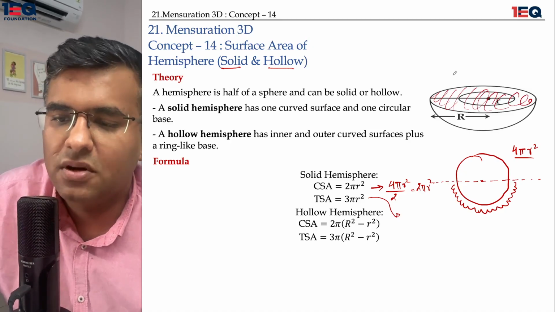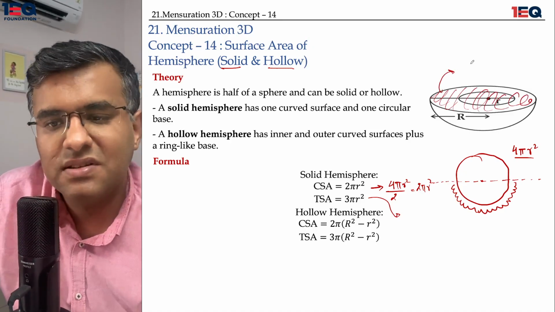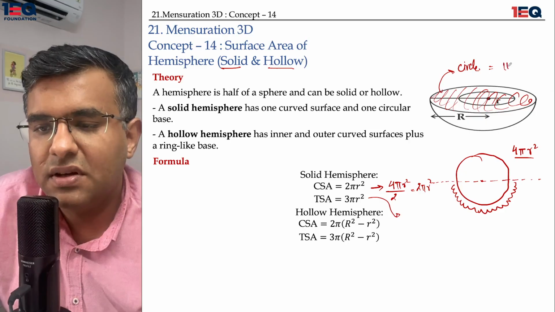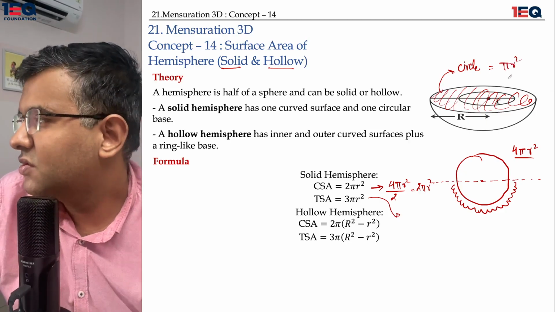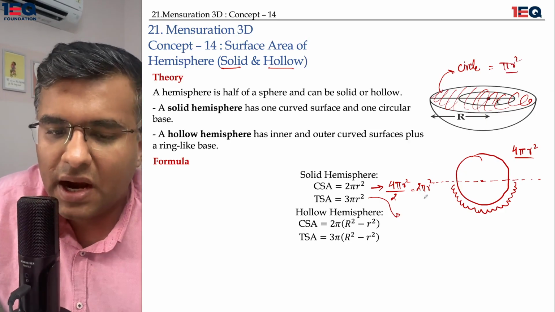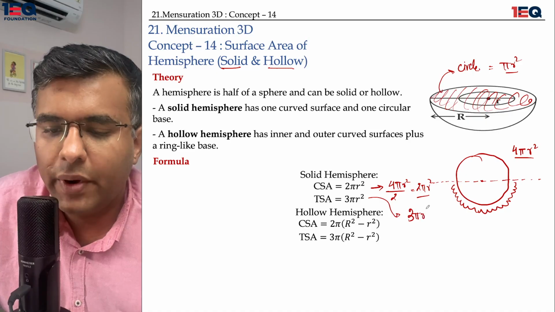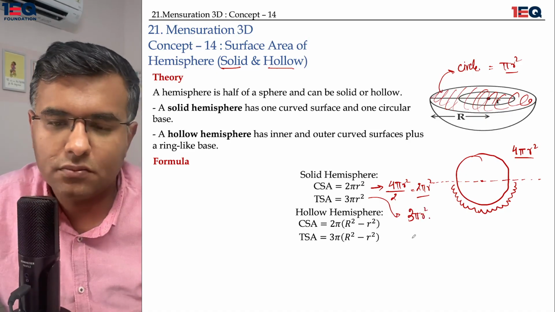We'll be talking about this top surface. This top surface is nothing but a small circle, and the area of a circle is nothing but pi r square. So this pi r square is going to get added to the 2 pi r square, and it would become 3 pi r square.